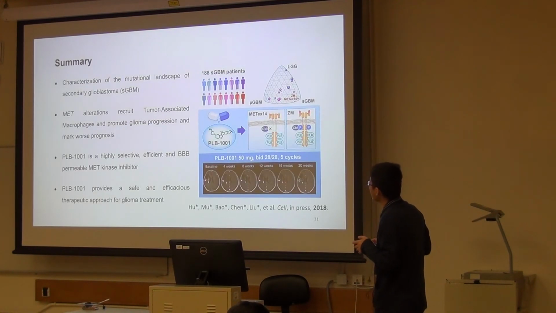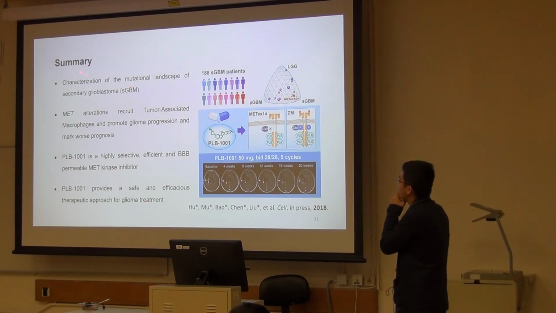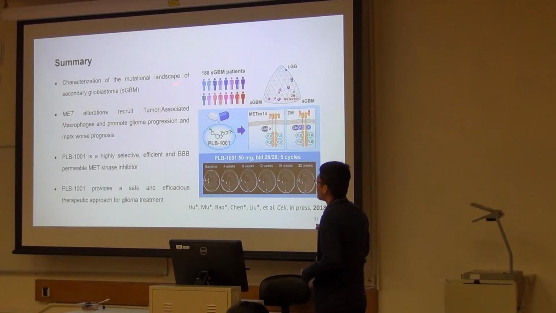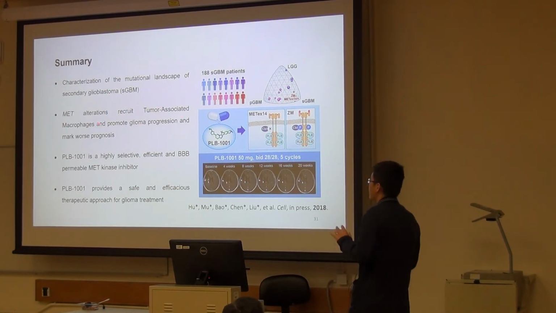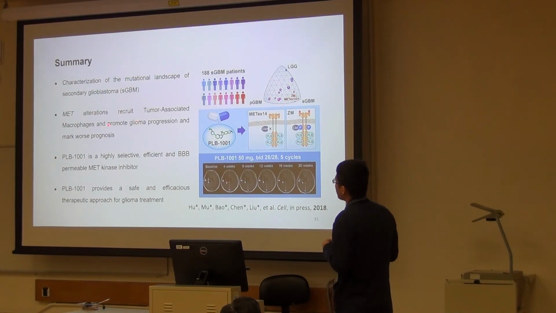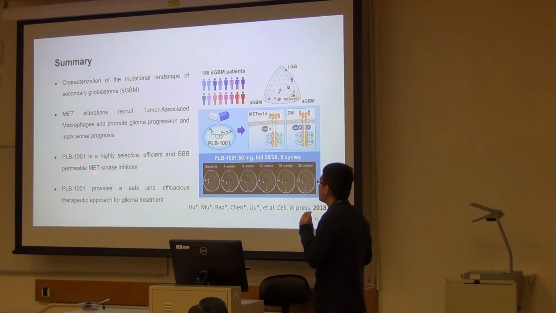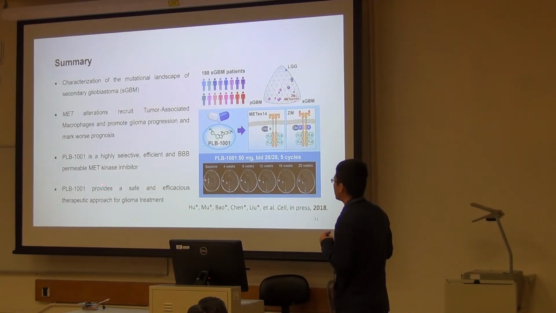To summarize, we characterize the mutation landscape of secondary glioblastoma, GBM. It's a very bad brain tumor. And also we find MET alterations can recruit the macrophages and promote glioma progression and mark worse survival. Also, our collaborator identified PLB101 as a highly selective, efficient, and blood-brain barrier penetrable MET kinase inhibitor. Eventually, we proved that this drug is a safe and useful treatment approach for glioma treatment.